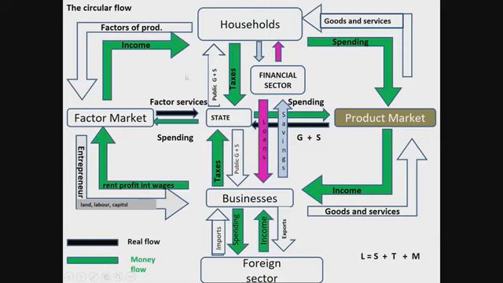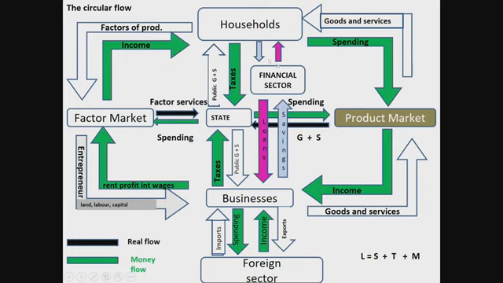This is not new to you. You've dealt with this diagram in grade 10. And there we have our participants, the households, the business, the state or government, as well as the foreign sector. So with that, you should know that what you're looking at is an open economy. And then we have our markets within the circular flow, which is the product market, the factor market, your foreign market, and your financial market as well.